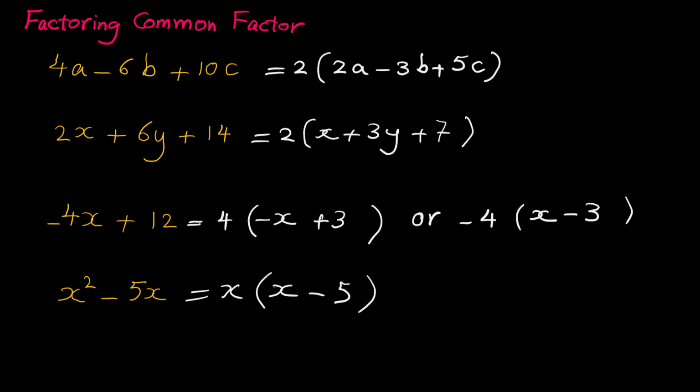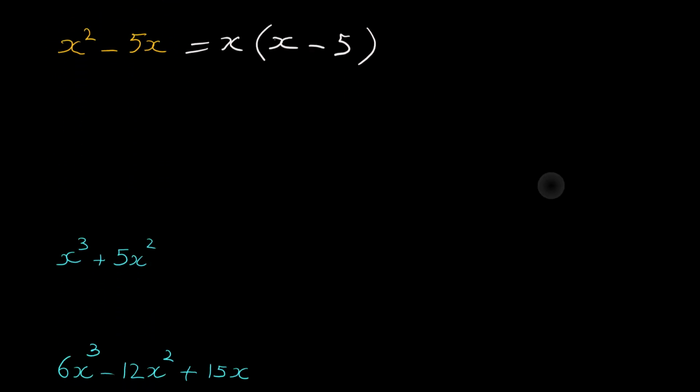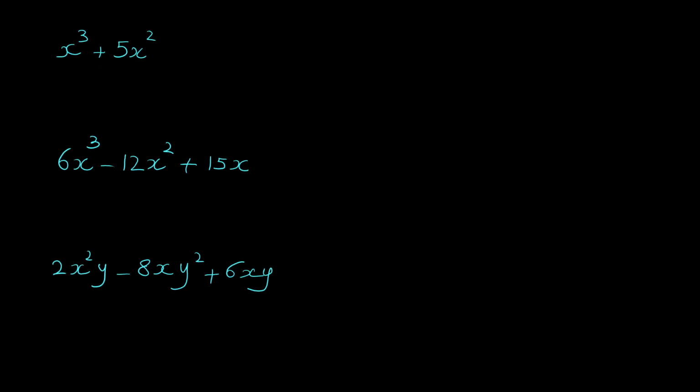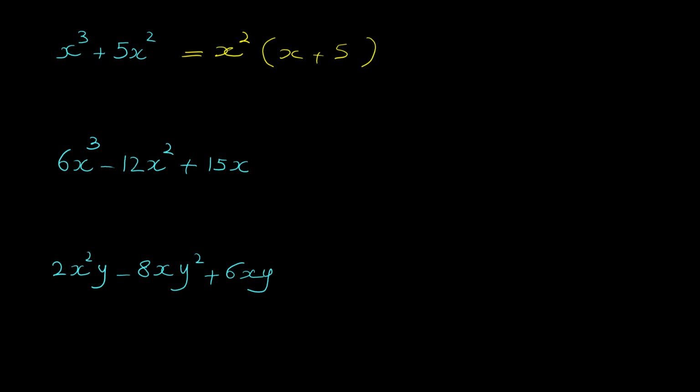Now that we are a little familiar with factoring common factor, let's try some more examples and maybe a little harder examples. x to the 3 plus 5x to the 2. Immediately we notice that we have something in common here. And what is that common factor? x to the 2. So we factor x to the 2. And then we have x plus 5 in the bracket.